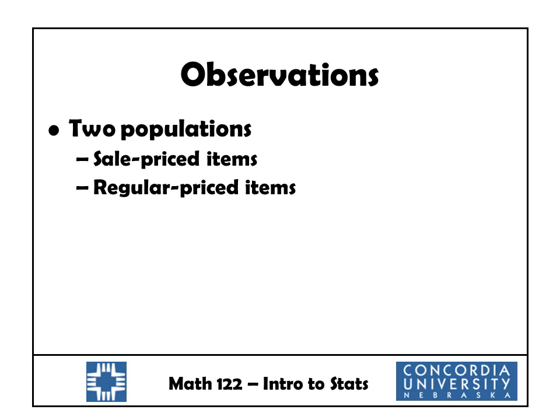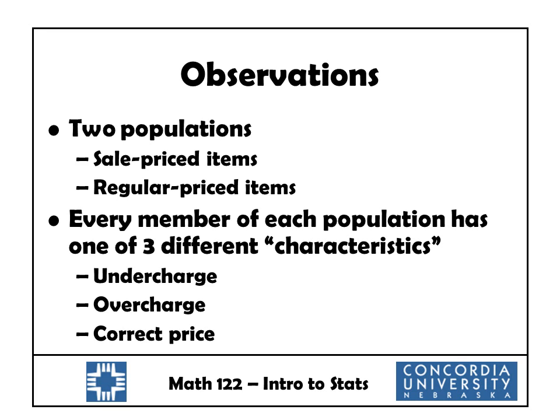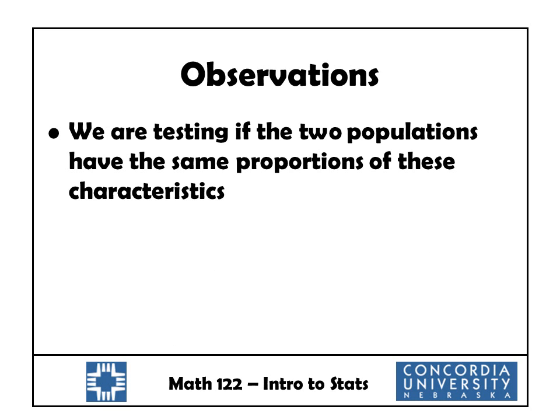So let's make a couple observations here. What we're doing is comparing two populations. We have all sale priced items and all regular priced items. What we have in our table is a sample from each one of those two populations. Every member of each of these populations has one of 3 different characteristics. They're either undercharges, overcharges, or correct prices. What we're asking is, are the proportions of these characteristics the same in each of the populations? Okay. And so we're testing if these two populations have the same proportions of these characteristics.